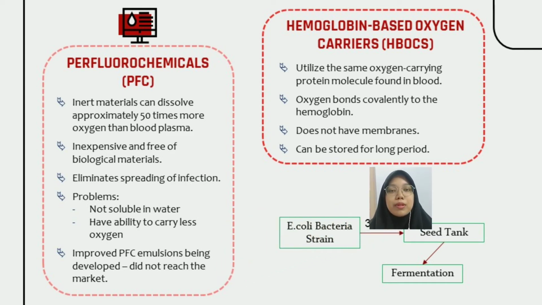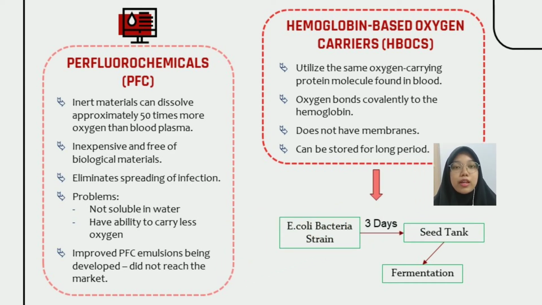Next, hemoglobin-based oxygen carriers, or HBOCs. HBOCs utilize the same oxygen-carrying protein molecule found in blood, where oxygen bonds covalently to the hemoglobin. This hemoglobin product does not have a membrane, so the problem of blood typing is eliminated. And also it can be stored for a long period of time. And down here is the simplest process of making artificial blood.